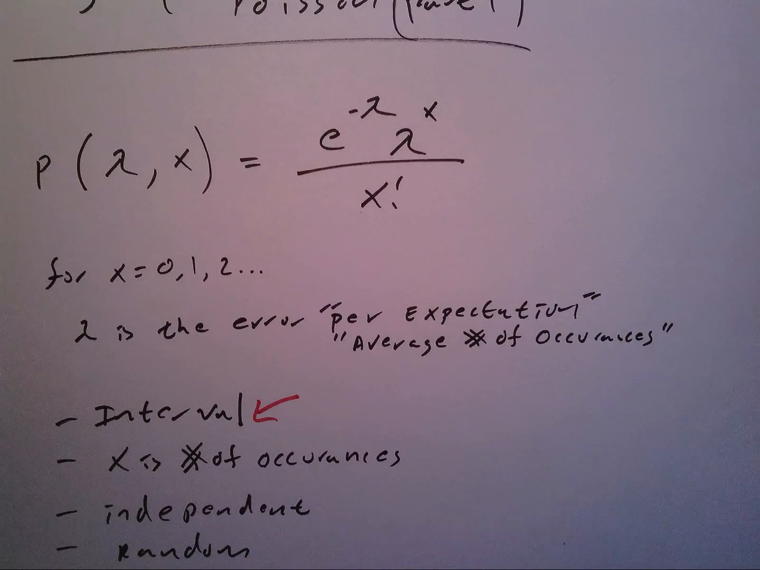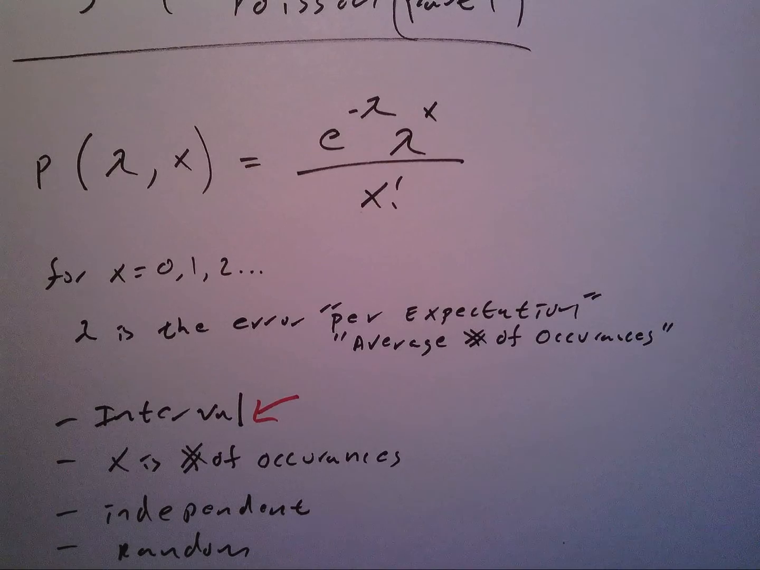You could be counting the number of wildflowers in a field, and you look at a little patch of it, and then you want to estimate the number of wildflowers for the entirety of the field. That's how the Poisson works, based off of intervals, the number of occurrences.